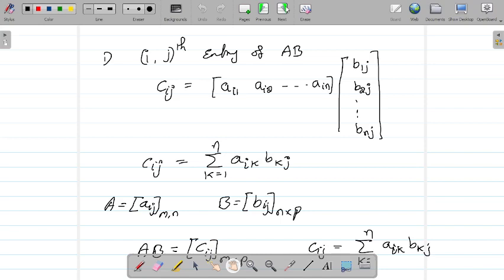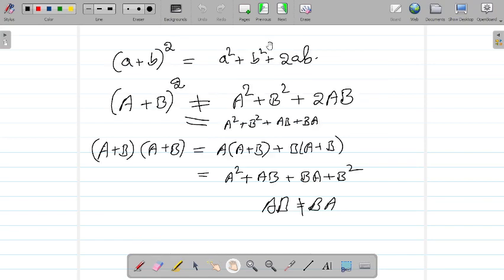Yeah, at the end of the class, I think I discussed trace and transpose of a matrix, right? And we discussed that in matrices, this rule does not hold: (A plus B) whole square is not equal to A square plus B square plus 2AB. In matrices, we need to write AB plus BA. If they commute, then only you can add them.